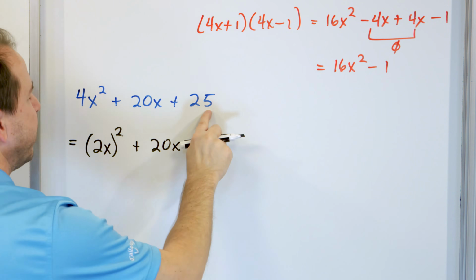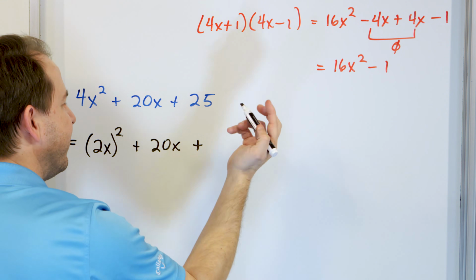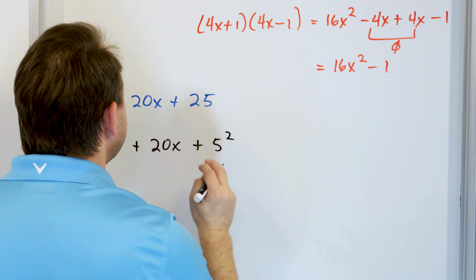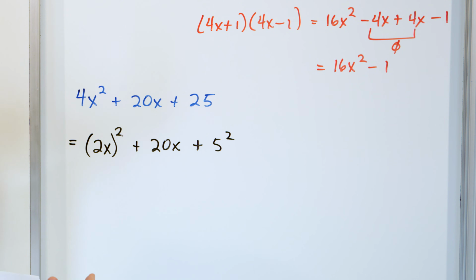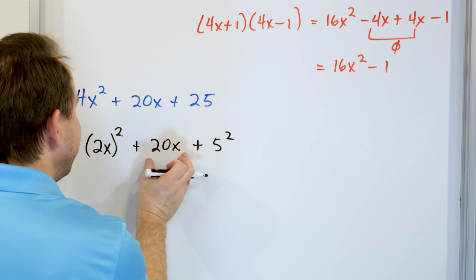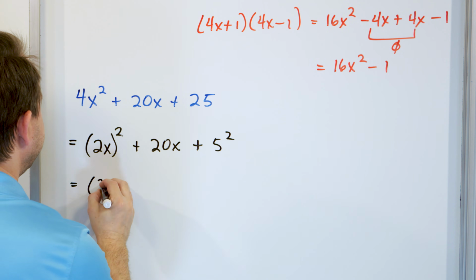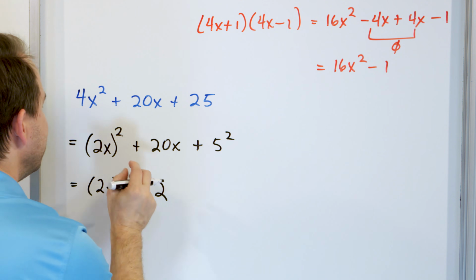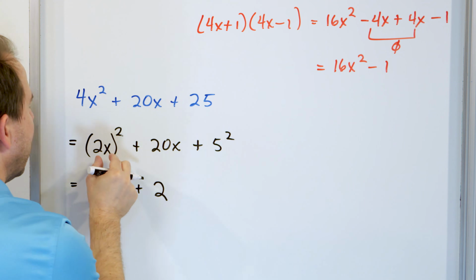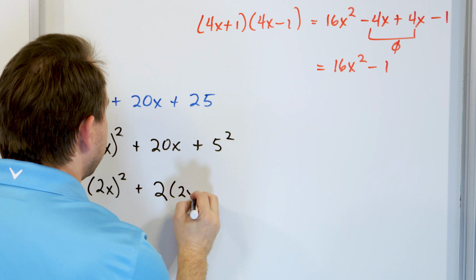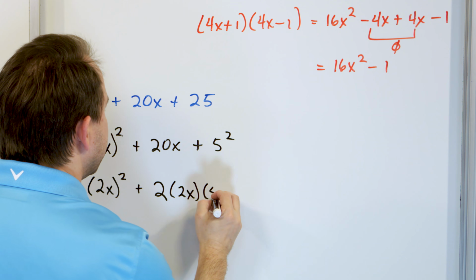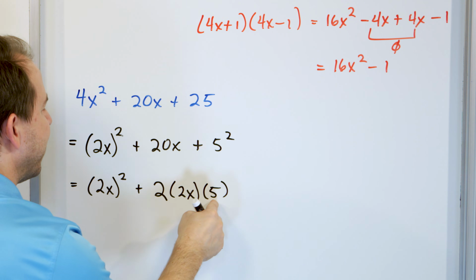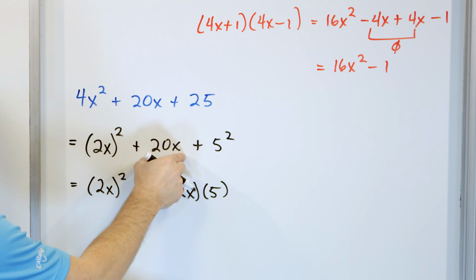But the last term, this should ring alarm bells, right? Because 25 is a perfect square. I can write that as 5 squared. So far, it looks pretty good. But I need to check that middle term. I need to specifically make sure that this middle term can be written as 2 times a times b, where a is 2x and b is 5. 2 times 2 is 4, 4 times 5 is 20x, which is exactly what the middle term is.